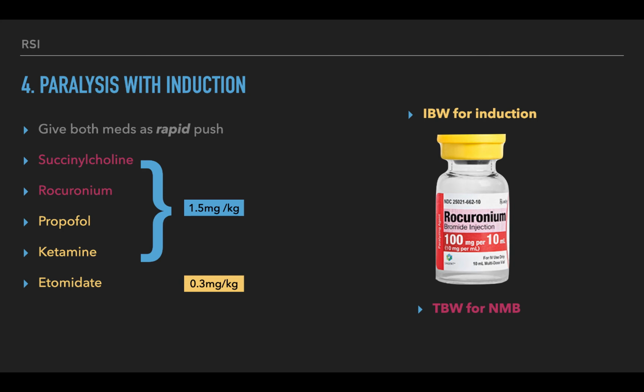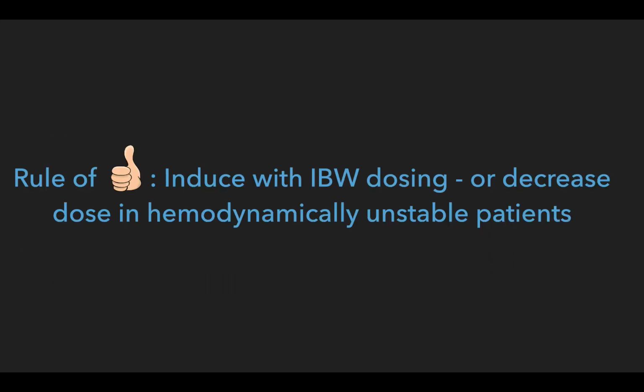A quick note though on the dosing. For induction dosing, you really want to use ideal body weight. Remember that there's a normal sized patient trapped within your large obese patient. So for your more hemodynamically significant medications, which tend to be your induction agents, you want to go off of your ideal body weight. But for your neuromuscular blockers, go ahead and go off of total body weight. General rule of thumb, induce, like we just said, with ideal body weight dosing, or think about decreasing the dose in hemodynamically unstable patients. If they're already in a shock state, they're going to need less of that induction agent.